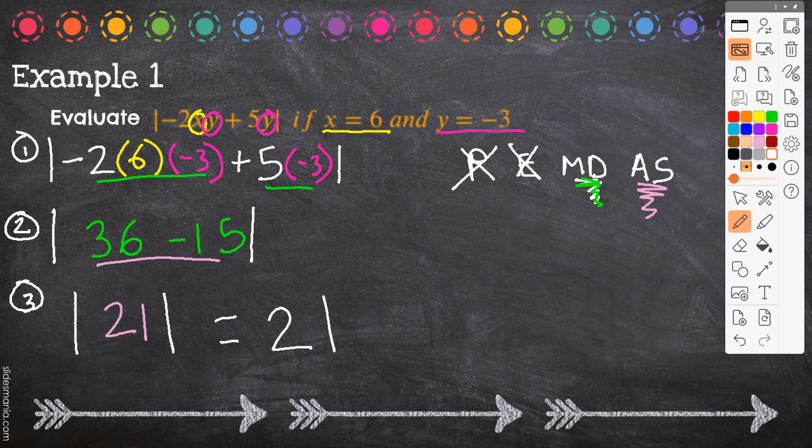Now, that doesn't mean it changes the sign. I always see people think that it changes the sign, a negative becomes positive, a positive becomes negative. No. It just takes the value of the number and spits it out, and it's always positive. That changes if there's a negative sign in front, and we'll see a problem like that. But my final answer here is 21.